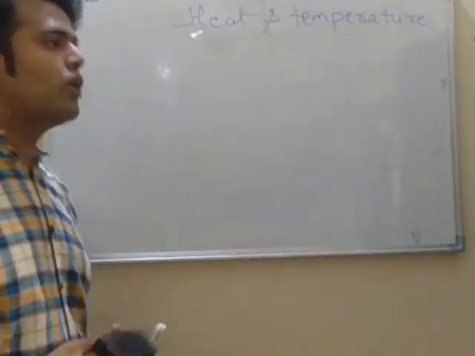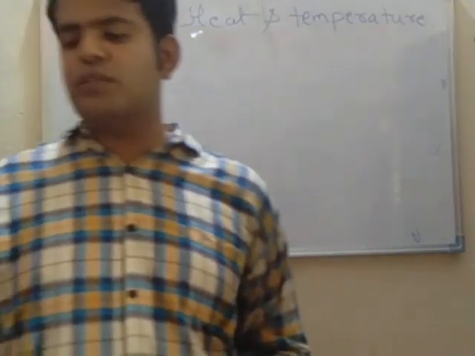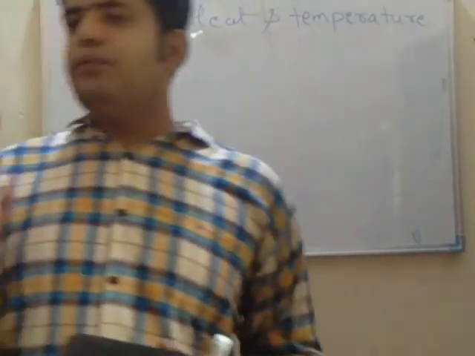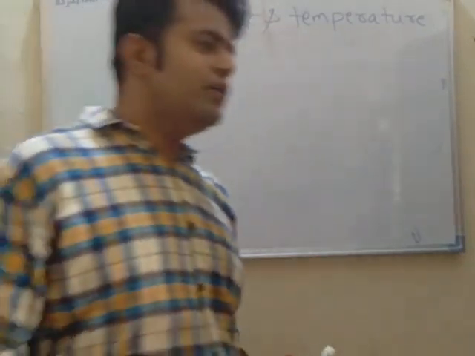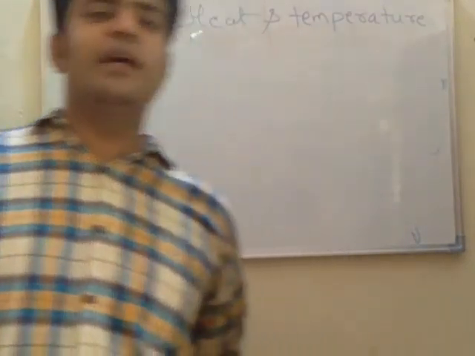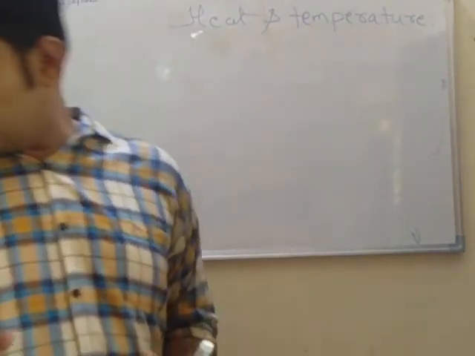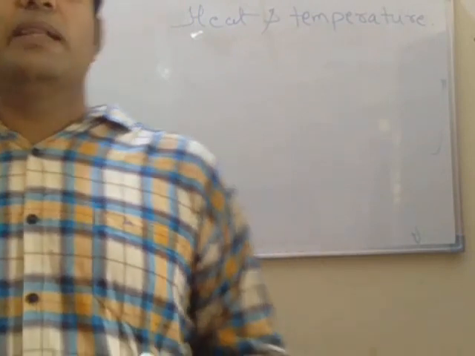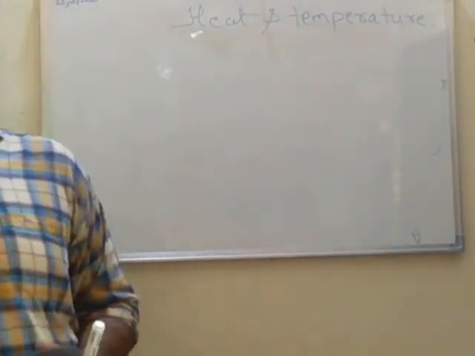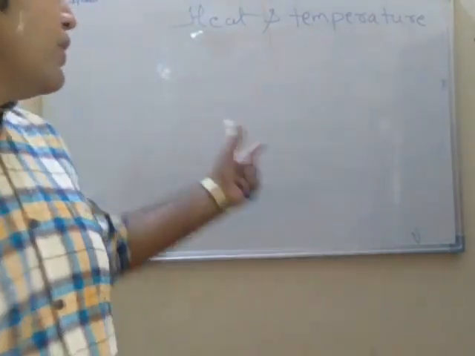Then we saw two formulas, for conversion of Celsius to Fahrenheit and Fahrenheit to Celsius. Just repeat after me. The formula for conversion of Celsius into Fahrenheit is F equals C into 9 by 5 plus 32. And the formula for conversion of Fahrenheit to Celsius is C equals 5 by 9 into F minus 32. Till this you have completed.